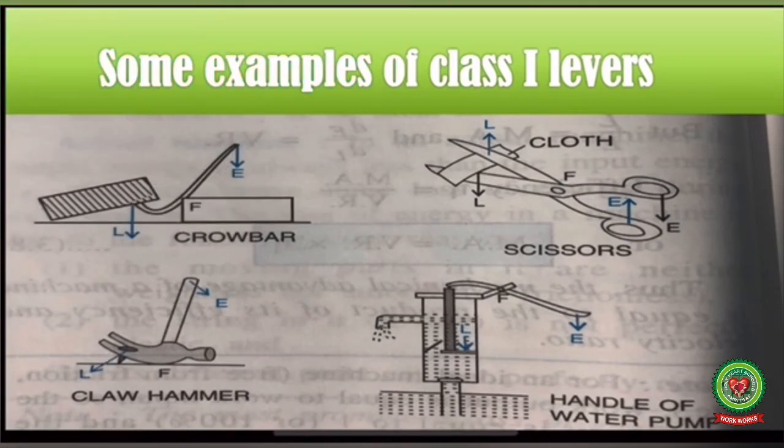We have some more examples of class 1 levers. A crowbar. In this case, this is the fulcrum. Here we are applying the effort and this is the load. Next example is a pair of scissors. This example is similar to the example of shears, which we have already discussed. This is the fixed point fulcrum. This is a piece of cloth. Here we are applying the effort. So this also is an example of class 1 lever. Then a claw hammer. In case of a claw hammer, this is fulcrum.